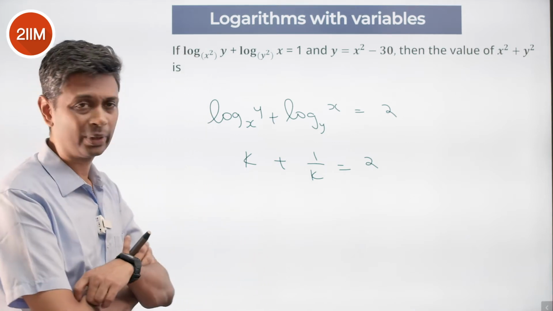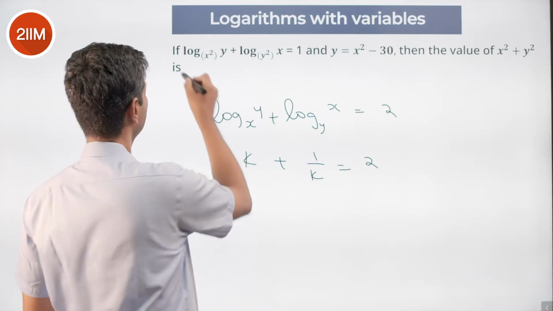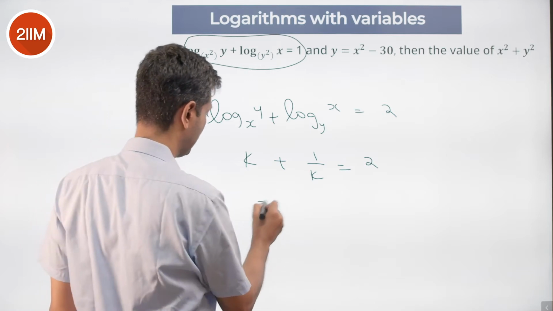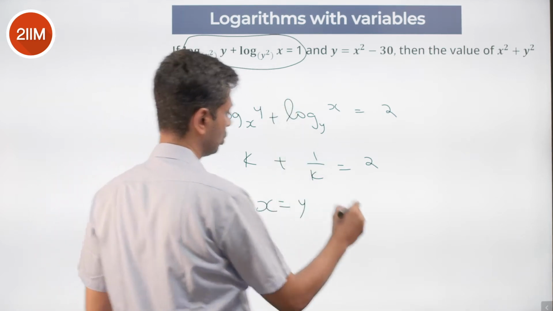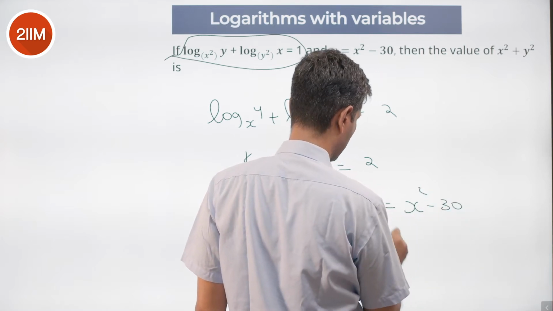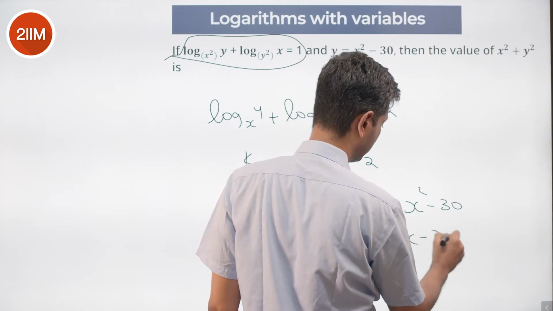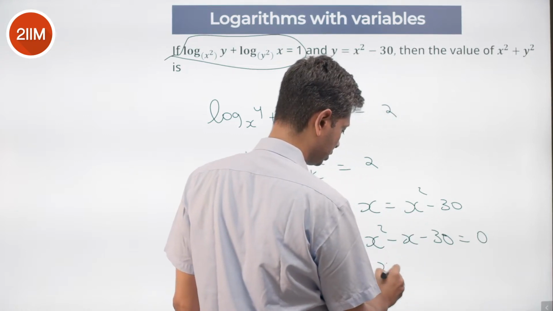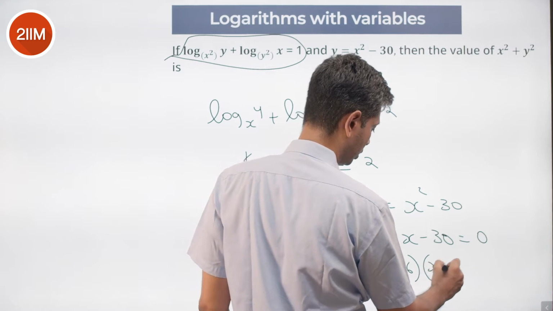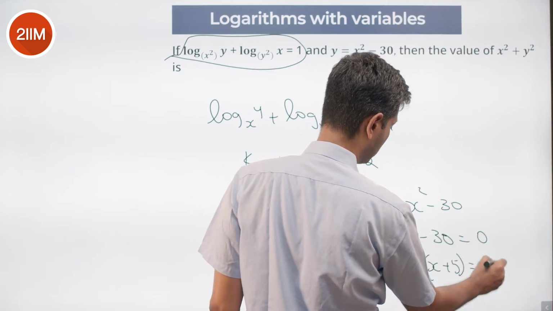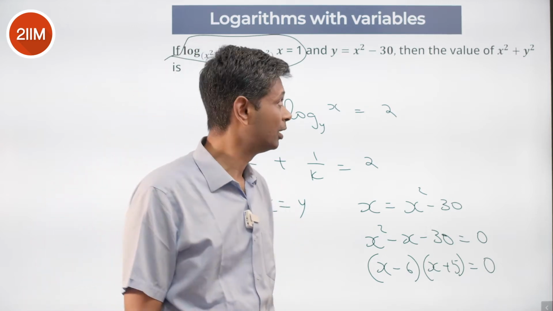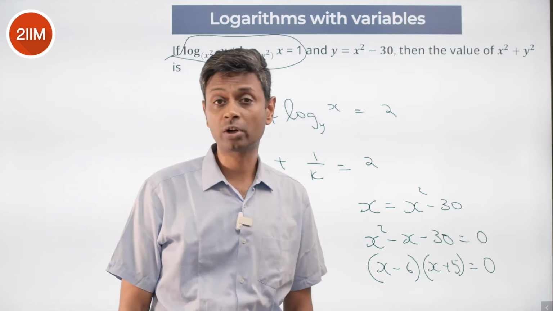That means y is equal to x. Effectively, this whole thing is an elaborate way of saying x equal to y. So we are solving for x equals x square minus 30, or x square minus x minus 30 is equal to 0. This can be broken as 6 and 5. X minus 6 into x plus 5 is equal to 0. Minus 6 plus 5 is minus 1, minus 6 into 5 is minus 30. X is 6 or minus 5.